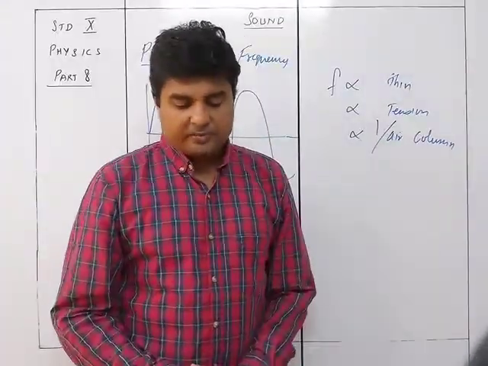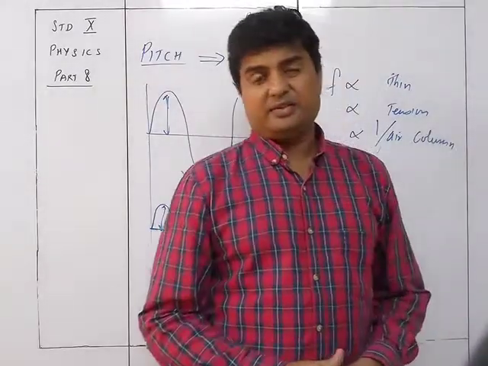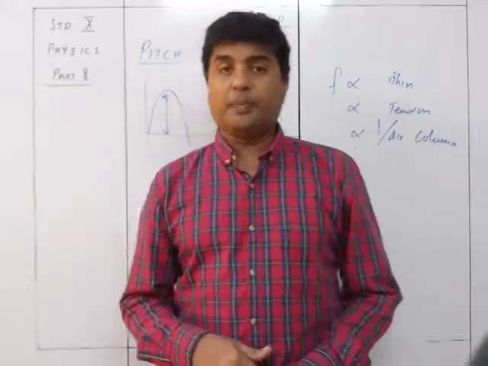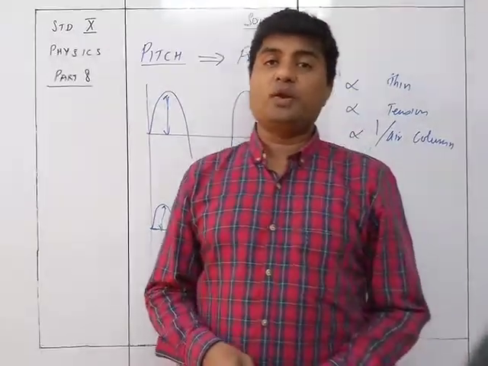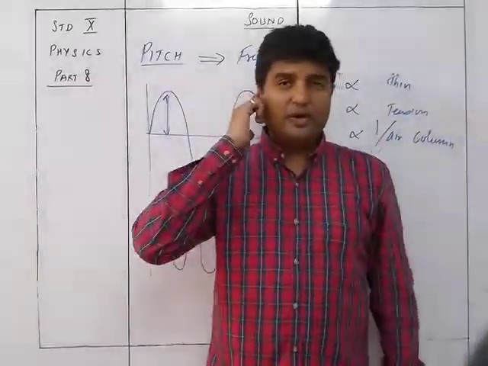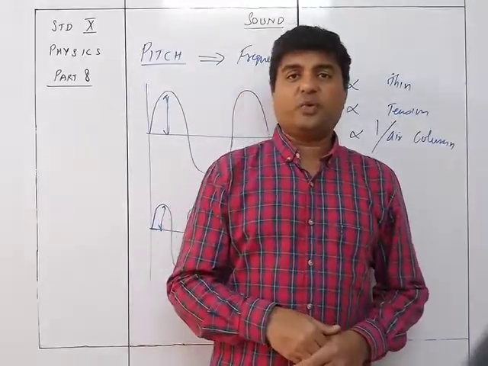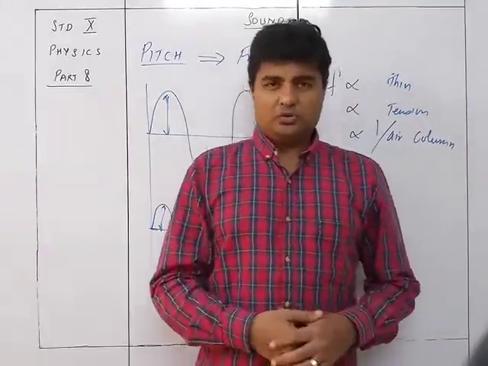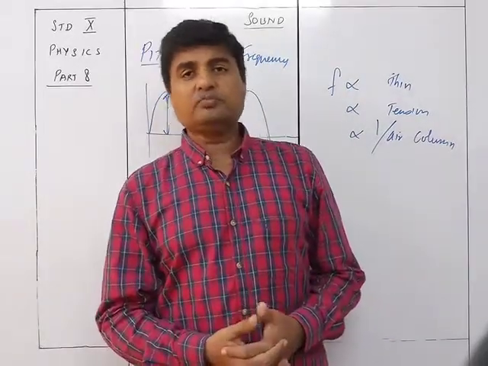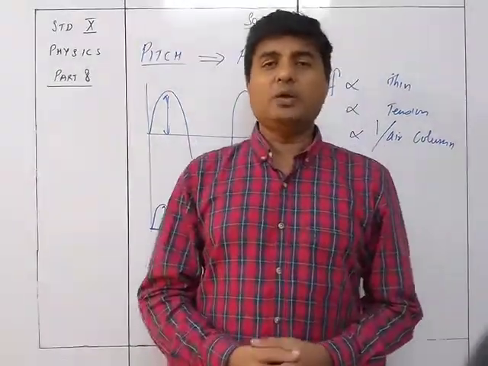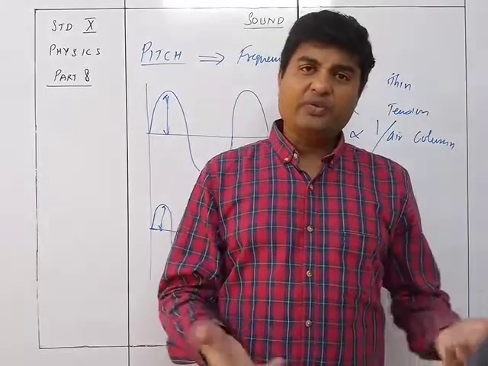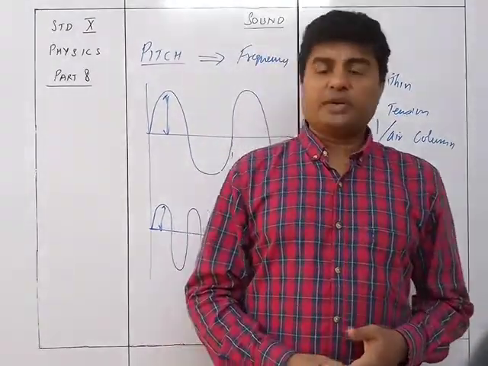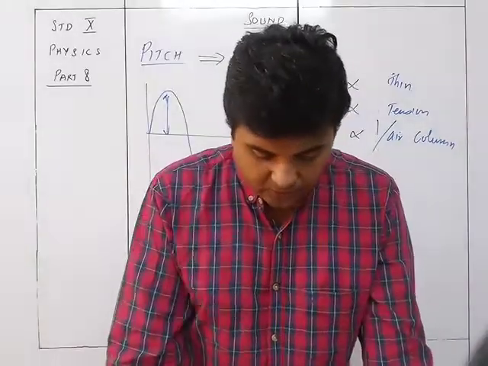Subjective nature of pitch and objective nature of frequency is the same thing. Pitch will be related to frequency, but pitch is something which you cannot measure. It is only sensed by the person, whereas frequency is measurable. You can measure the frequency with an oscilloscope and find out whether it is a higher or lower frequency. So that's why pitch becomes a subjective quantity and frequency an objective quantity.